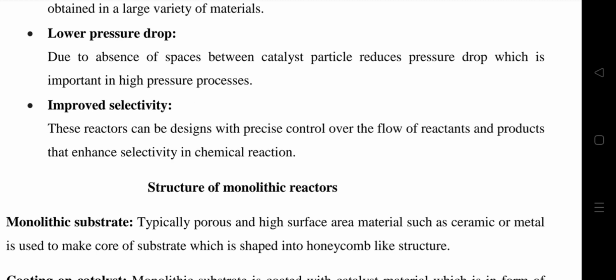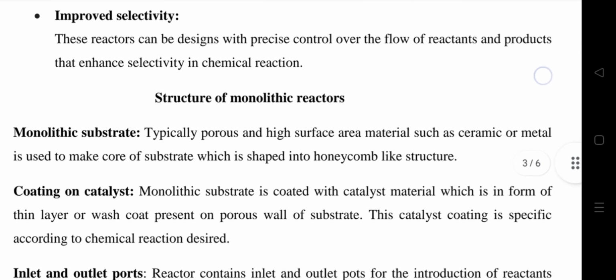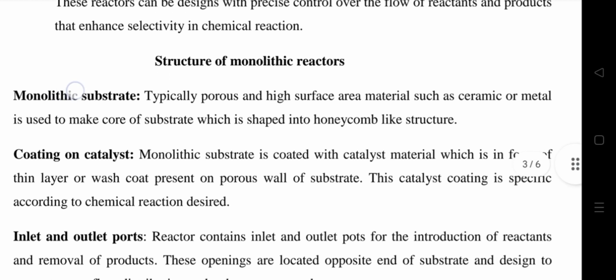Now let's talk about the structure of the monolithic reactor. It contains the monolithic substrate, typically a porous, high surface area material such as ceramics or metal that is used to make the core of the substrate, which is shaped into a honeycomb structure. Coating of catalyst. The monolithic substrate is coated with a catalyst material in the form of a thin layer or washcoat that is present on the porous wall of the substrate. This catalyst coating is specific to the desired chemical reaction.